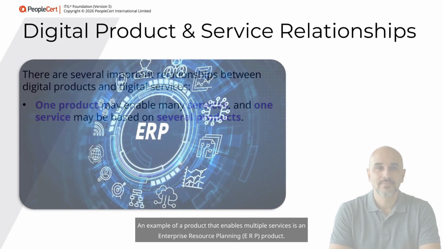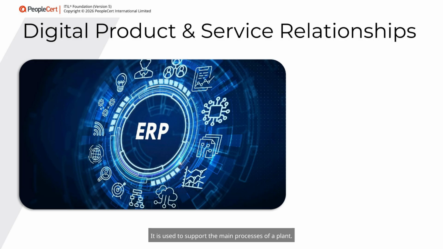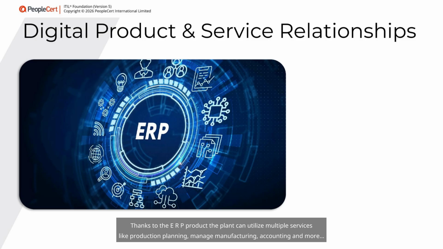An example of a product that enables multiple services is an enterprise resource planning (ERP) product. It is used to support the main processes of a plant. Thanks to the ERP product, the plant can utilize multiple services like production planning, manage manufacturing, accounting, and more.